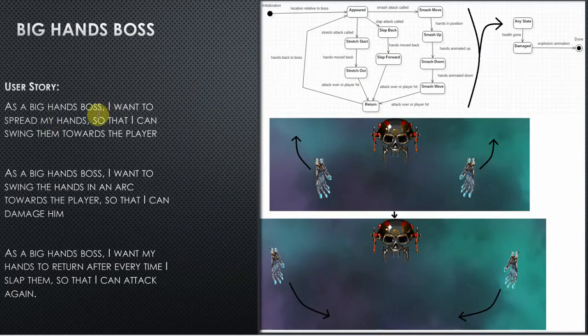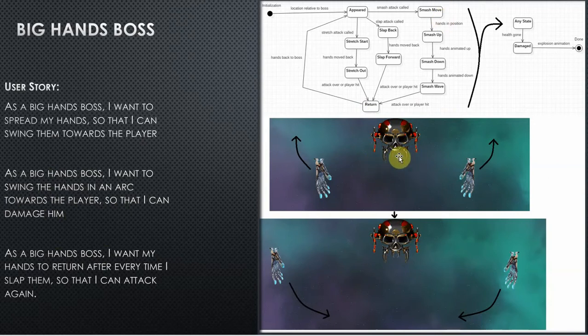As a big hands boss, I want to spread my hands so that I can swing them towards the player. And as a big hands boss, I want to swing the hands in an arc towards the player so that I can damage him. As a big hands boss, I want my hands to return every time I slap them so that I can attack again. So this is the slap attack. This one is the most complicated.